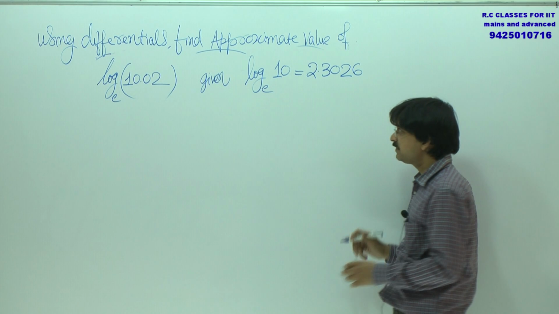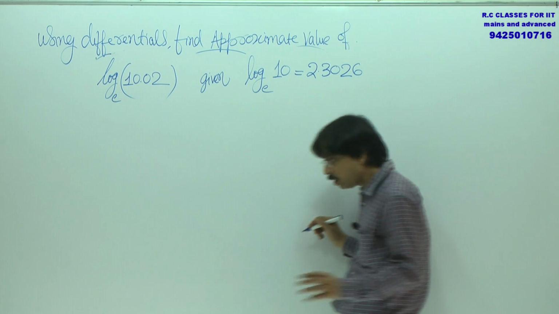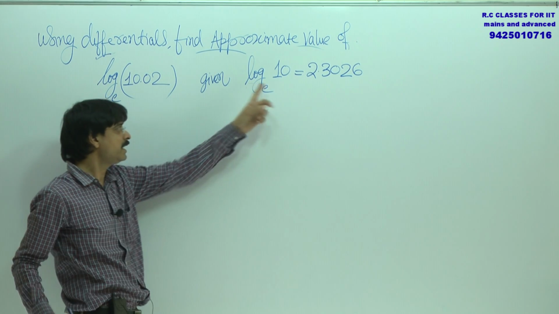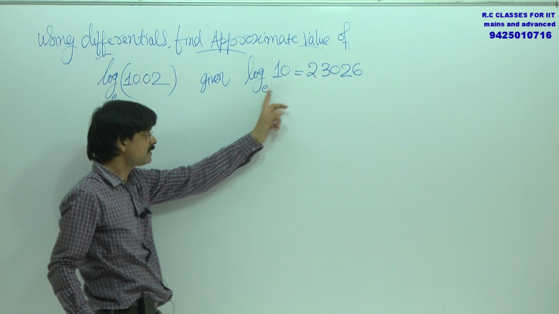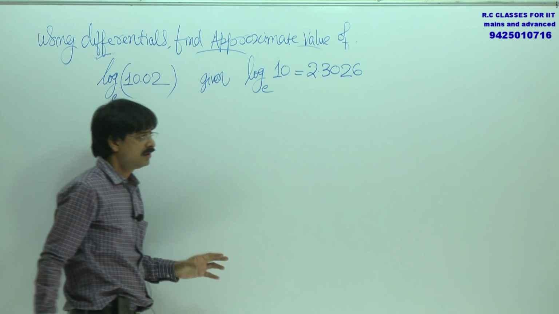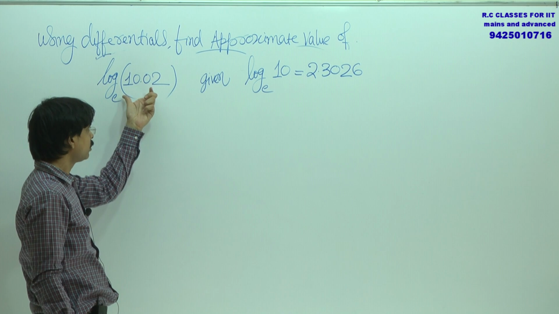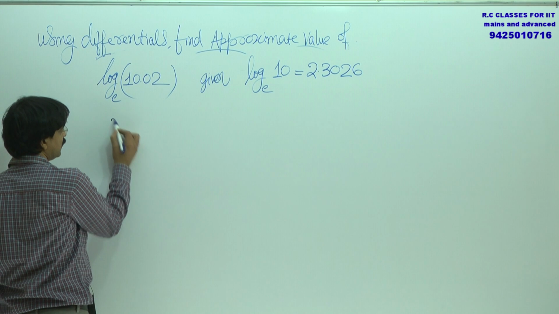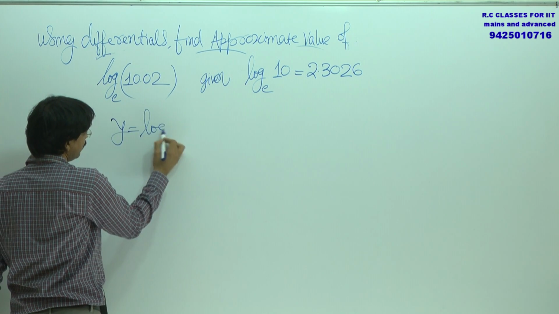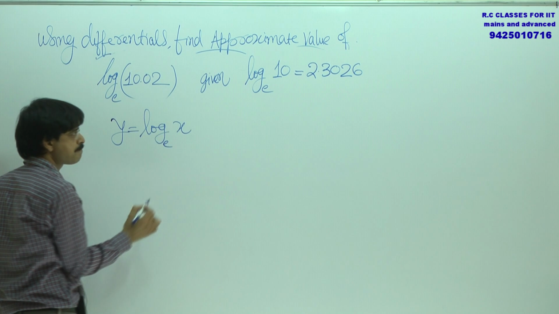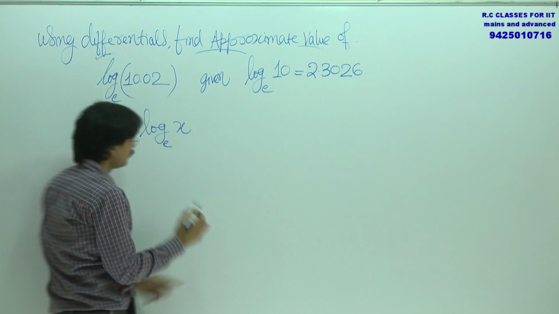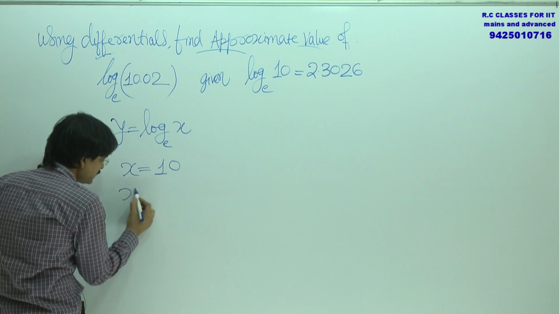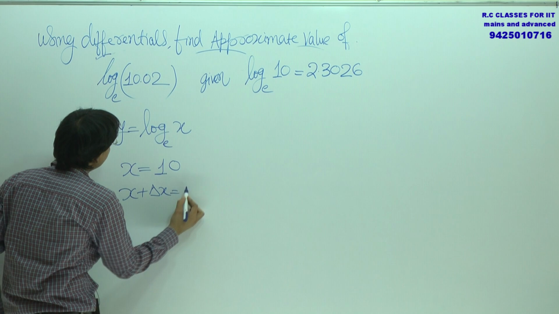Now the question is, using differentials, you have to find the approximate value of log of 10.02 with base e, and in the question itself it has been provided that log 10 with base e is 2.3026. So an approximate value is required; log 10 is given, and log 10.02 is required. Same concept is there. Definitely you are going to take the function as y equals log x. So x is 10 there, and x plus delta x, we want to calculate it for 10.02.